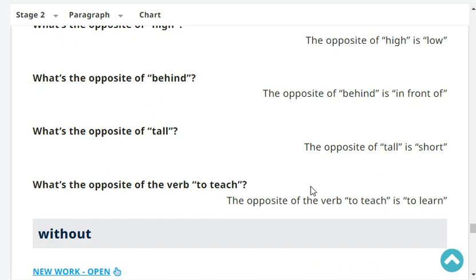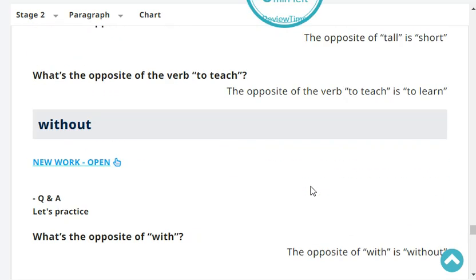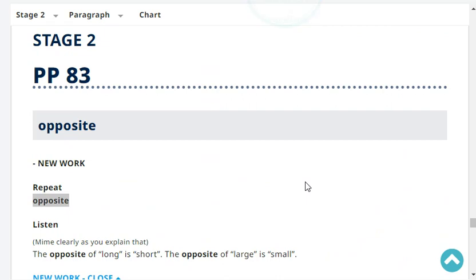What's the opposite of the verb to teach? The opposite of the verb to teach is to learn. Very good. Okay, so now let's move on to our reading.